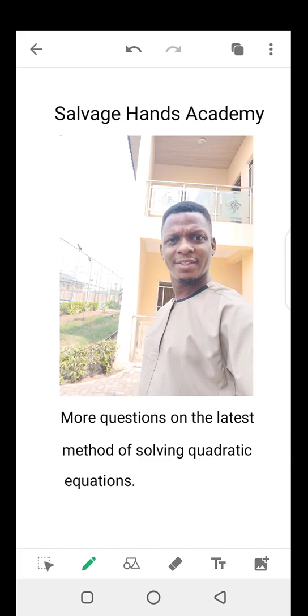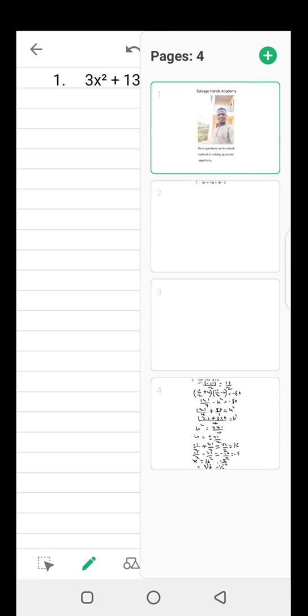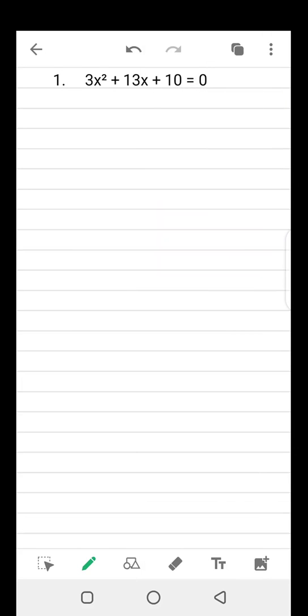I want to use this opportunity to solve two more questions for you, so that the two questions can build your confidence on how to attempt more questions. Question number one is 3x squared plus 13x plus 10 equals 0. So how do I solve this using the latest method?